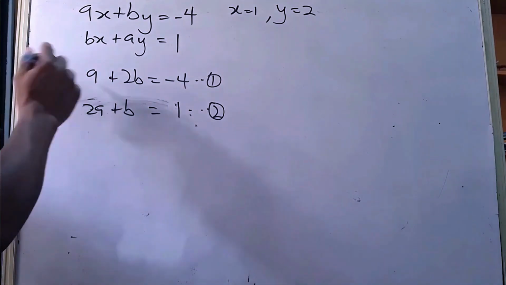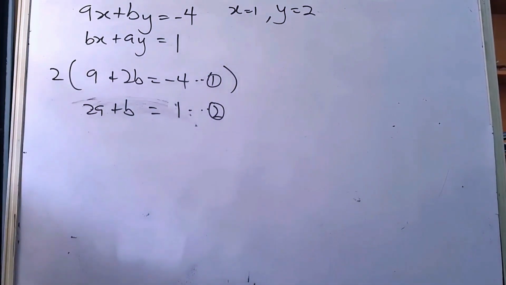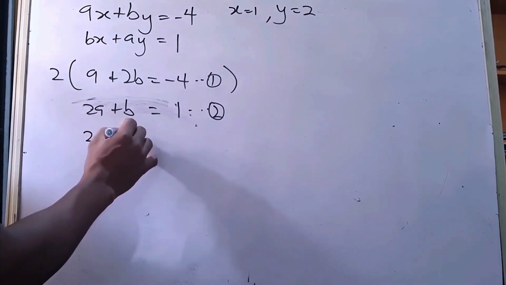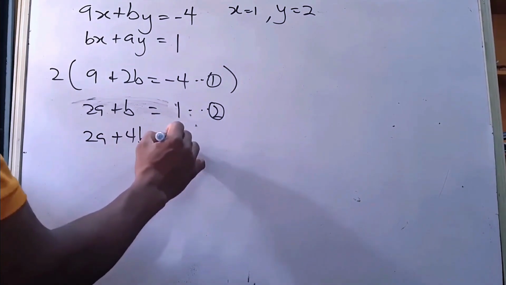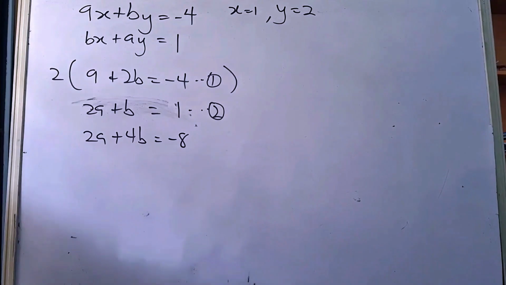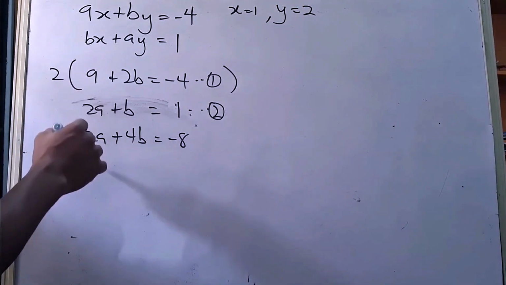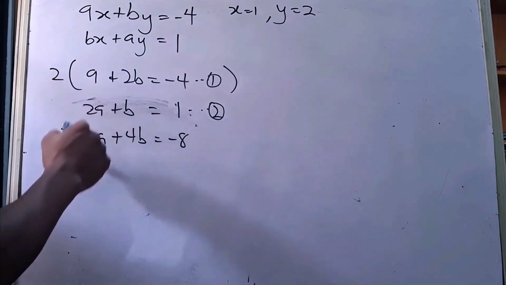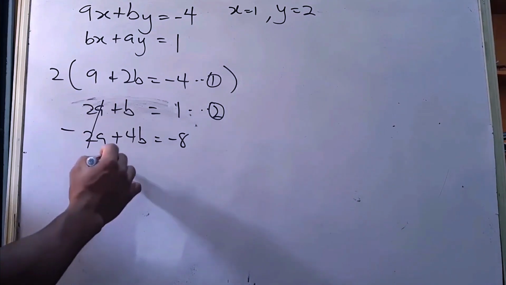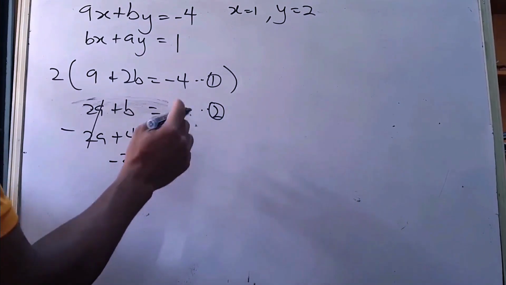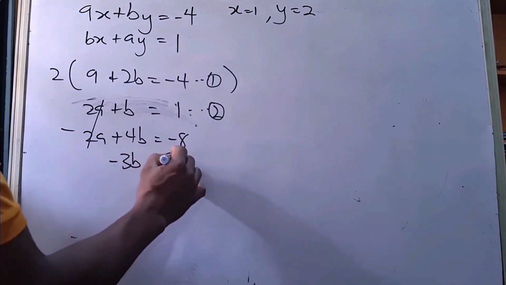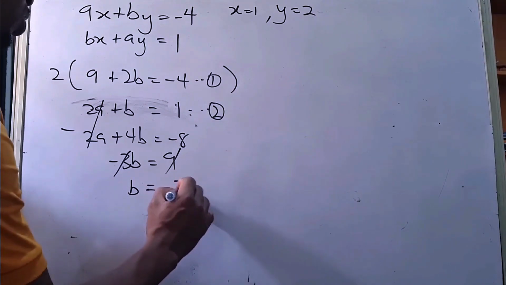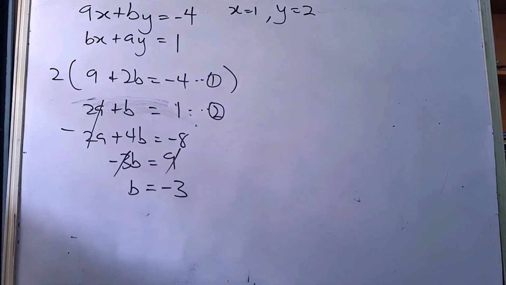So I'll use elimination method. I'll multiply equation 1 by 2. So if I multiply equation 1 by 2, I'll have 2a plus 4b is equal to -8. If I subtract to eliminate a, I'll subtract equation 2 from equation 1. So equation 1 minus equation 2, 2a goes. This minus this, you have -3b. This minus this is equal to 1 minus -8 is 9. So we have, if I cancel both sides, I have b is equal to -3. That's dividing both sides by -3.